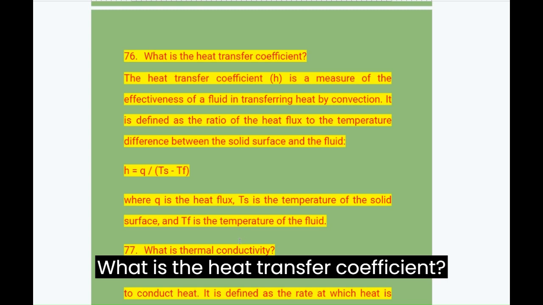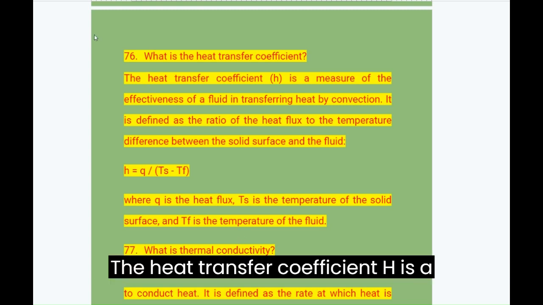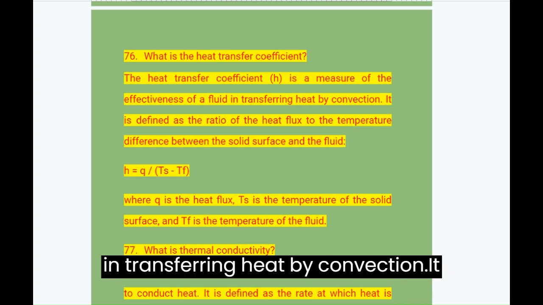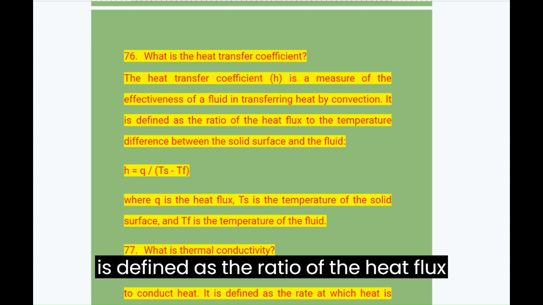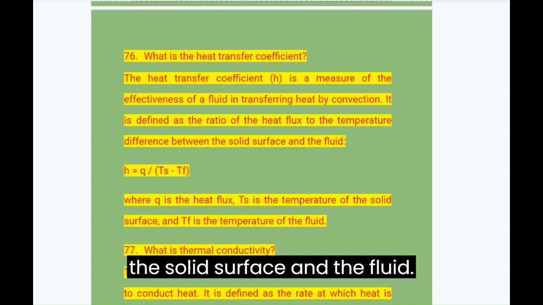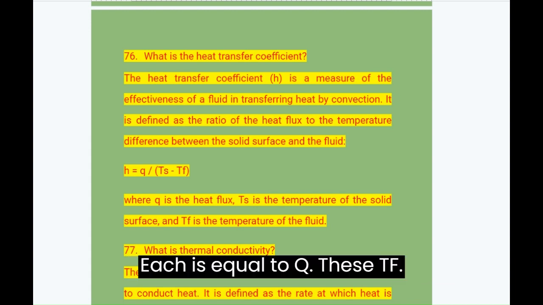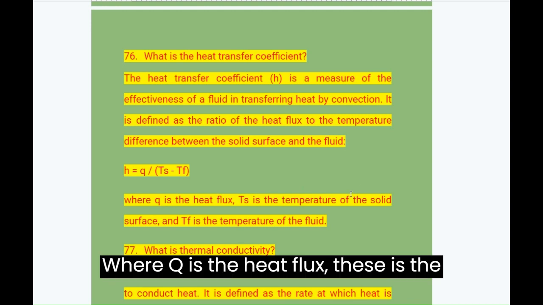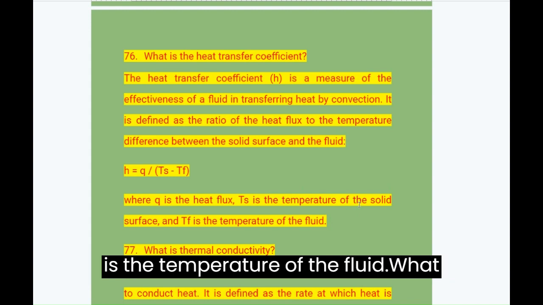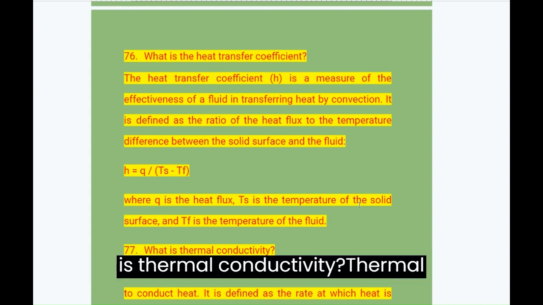What is the heat transfer coefficient? The heat transfer coefficient, h, is a measure of the effectiveness of a fluid in transferring heat by convection. It is defined as the ratio of the heat flux to the temperature difference between the solid surface and the fluid. h is equal to q over (Ts minus Tf), where q is the heat flux, Ts is the temperature of the solid surface, and Tf is the temperature of the fluid.